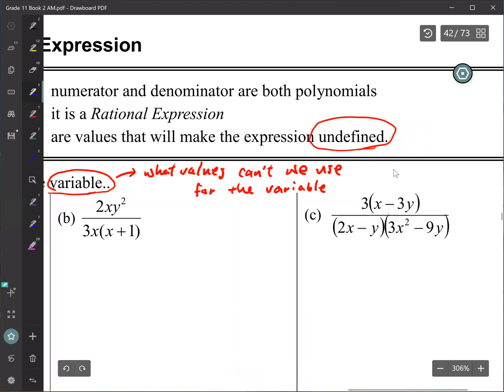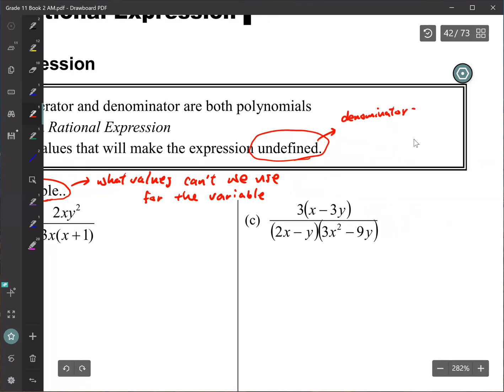Brennan, what do you think? Who said that? Can you say again? Aaron, what did you say? When you have a 0 at the bottom. Yes, very good. So undefined is when the denominator equals 0, then it's not good.